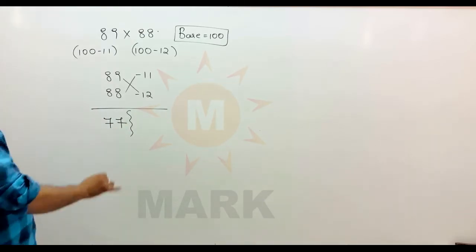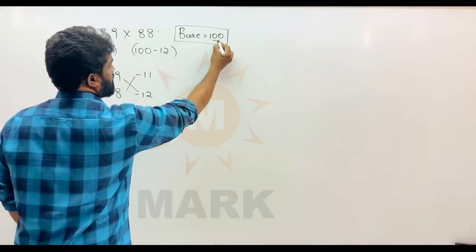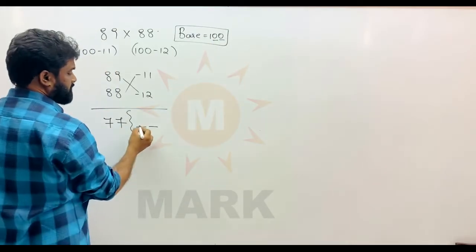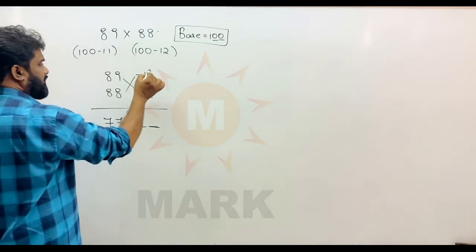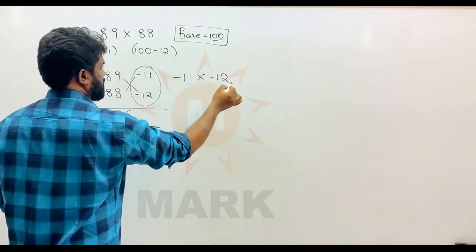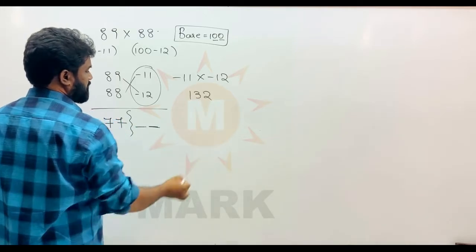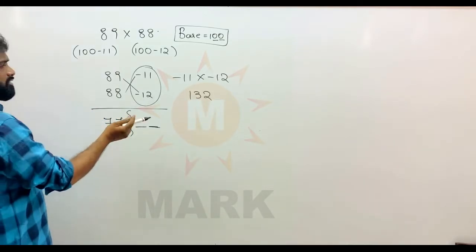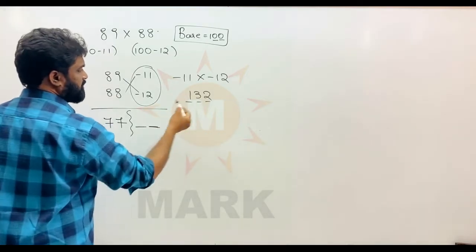Now in the second part, what you have to do? You have to give two slots, because in the base number 100 we have got two zeros. So two slots are ready. So what you have to write here? The product of these two numbers, minus 11 into minus 12. Sir, what is minus 11 into minus 12? It is plus 132. So how can we adjust 132 here in two slots? The digits are 3, but how can you adjust here?